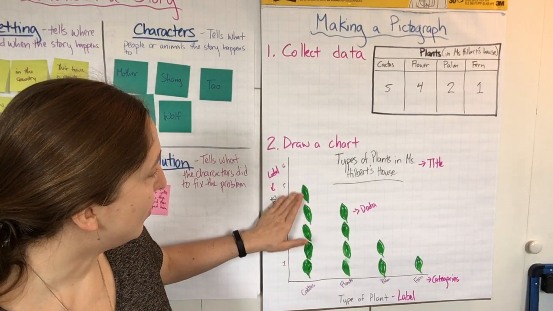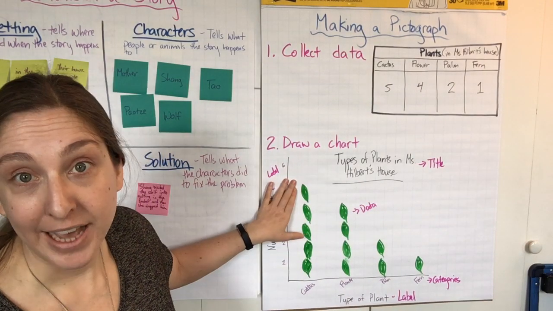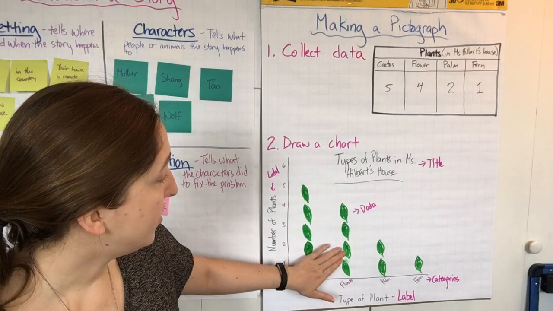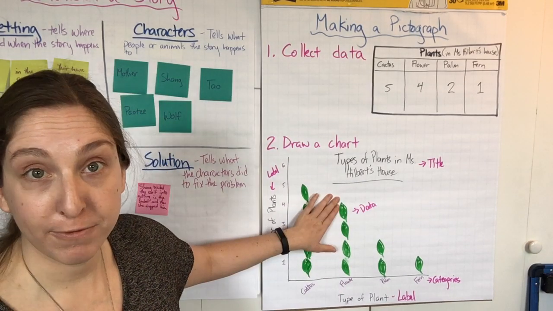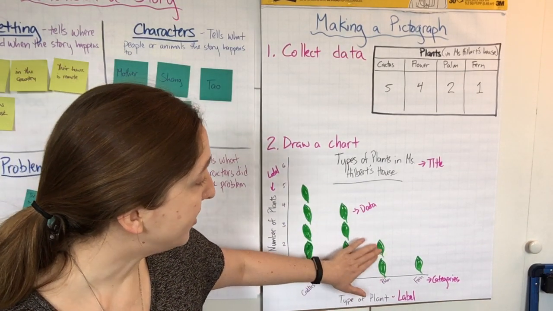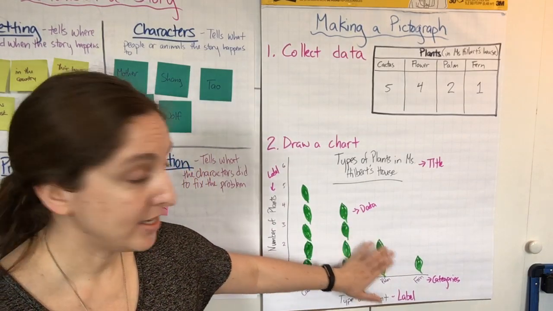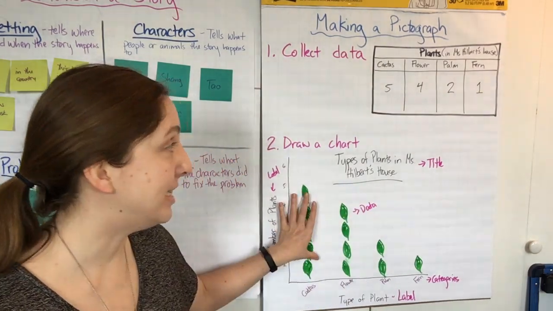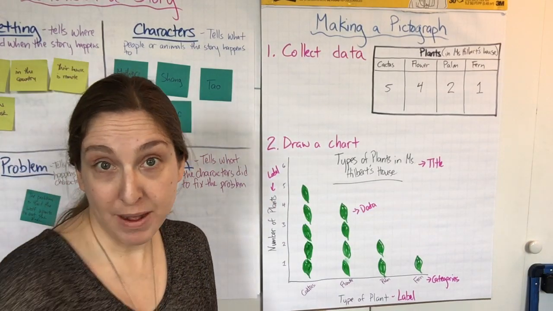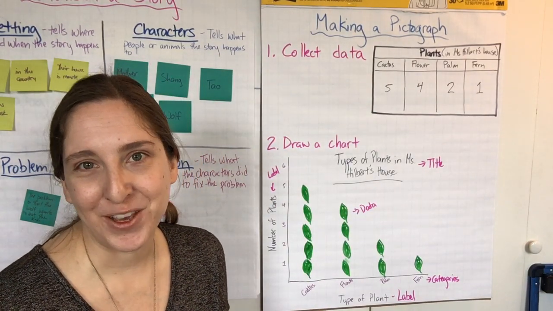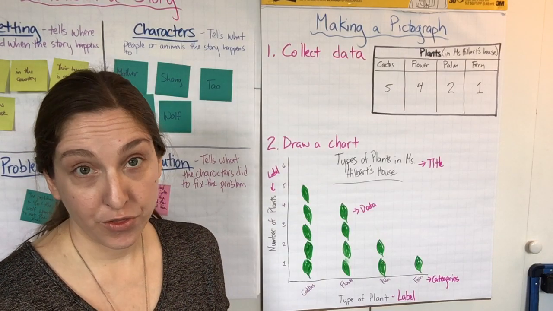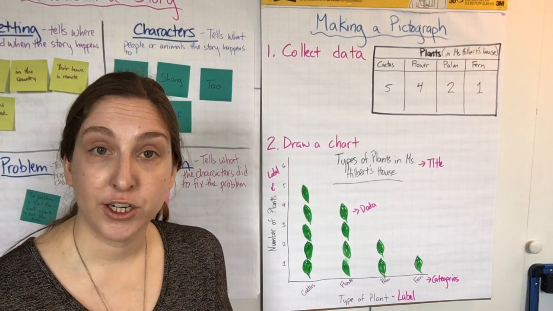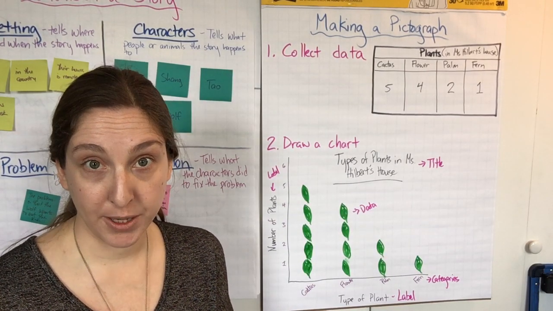1, 2, 3, 4, 5. So there's 5 cactus plants in my house. 1, 2, 3, 4. 4 flower plants in my house. 1, 2, 2 palm plants, and 1 fern plant. This is my data. Now you should remember this from 2nd grade because this is something you learned in 2nd grade. When we get to 3rd grade, our graphs start getting a little bit more complicated.